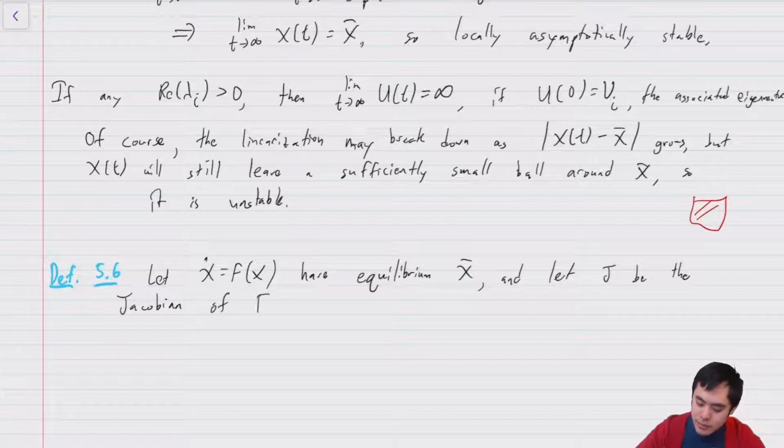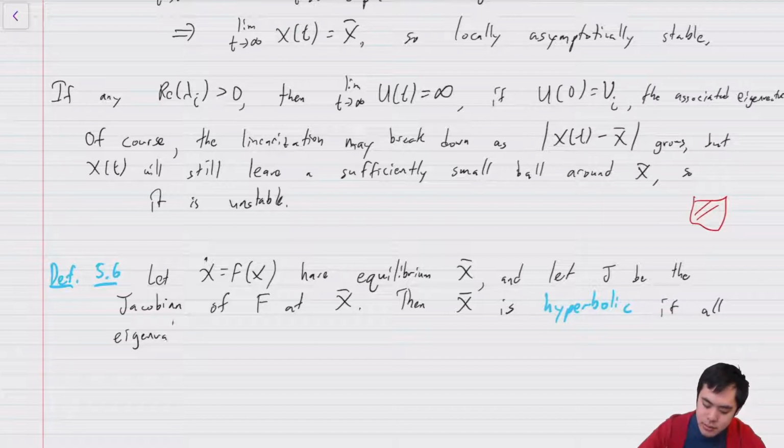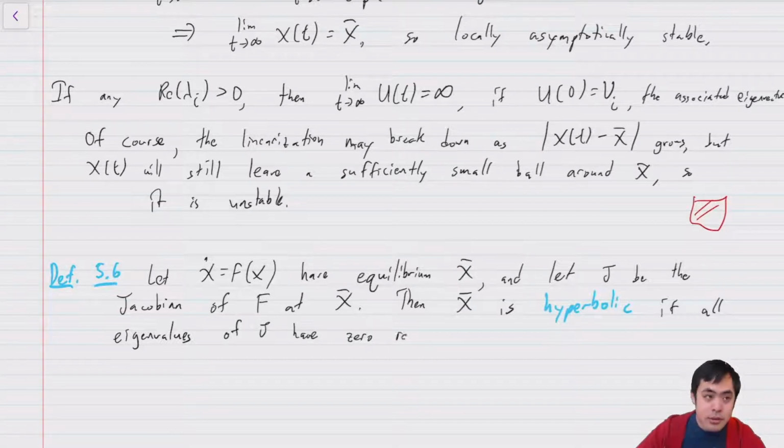Jacobian of f at x bar. Then x bar is hyperbolic if all eigenvalues of J have non-zero real part, and non-hyperbolic otherwise.